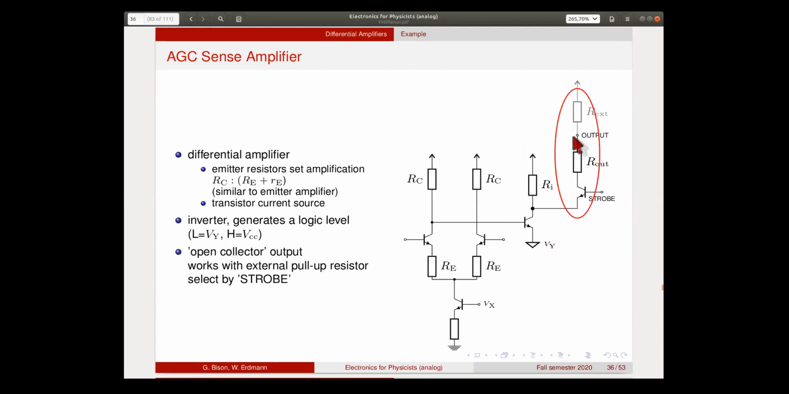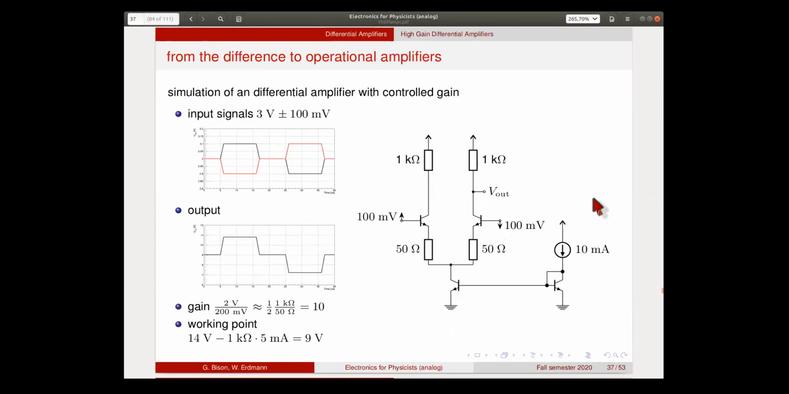And the third component here is the output. It's a so-called open collector output. This basically connects the logic value that you have here to a bus-like structure, and is turned on by an external strobe signal. So you basically select whether you want to read this bit on the bus or not. Okay, so this was a historic example.